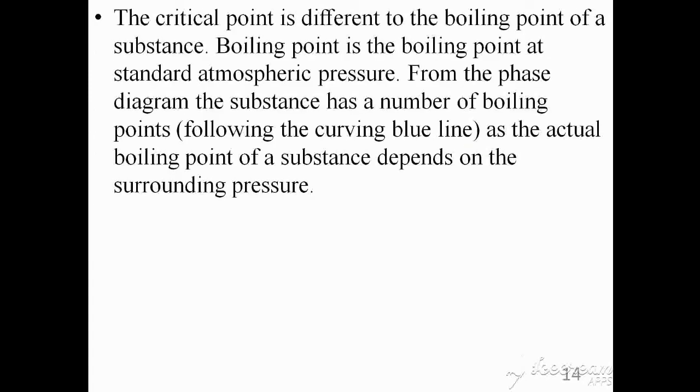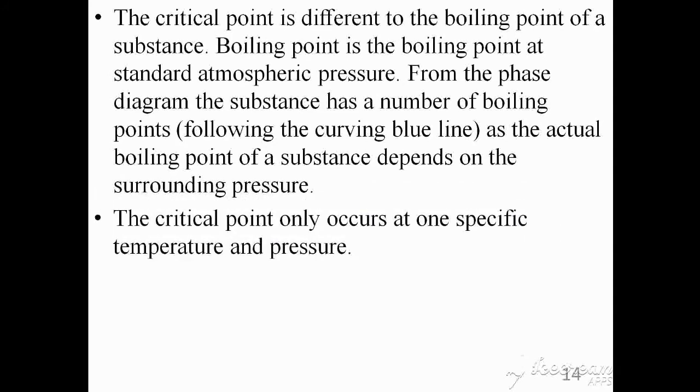The critical point is different from the boiling point of a substance. Boiling point is the boiling point at a standard atmospheric pressure. From the phase diagram, the substance has a number of boiling points following the curving blue line from the graph, as you've seen. The actual boiling point of a substance depends on the surrounding pressure. The critical point only occurs at one specific temperature and pressure.